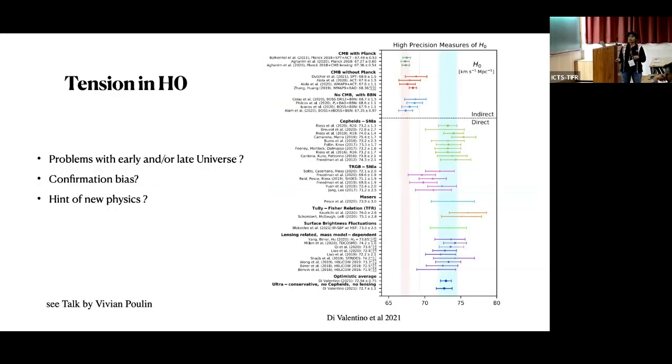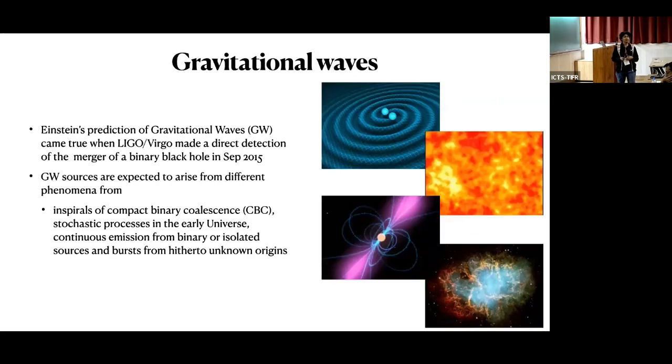So just to summarize, there are these tensions in the H0 measurement. The questions are: are there problems with any particular probe? Are these analyses suffering from confirmation bias, or does this really hint at the presence of new physics? I think there's going to be a talk toward the end of this workshop where you'll hear more about this. So I'll just summarize here that there is this tension, and this motivates having other independent probes for H0 measurement. And that brings me to the topic of gravitational waves.